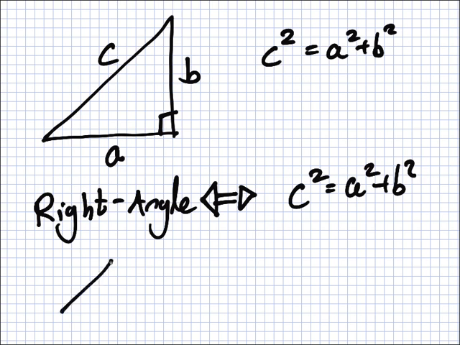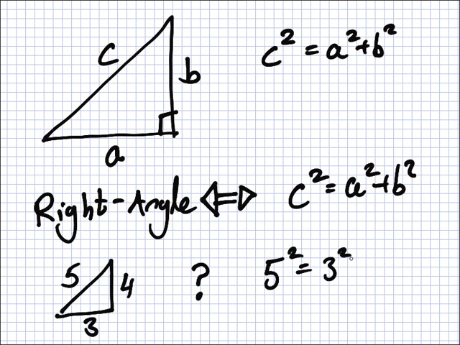So if you have a triangle and you know that this is 3 and this is 4 and this is 5, and I ask you, is it a right angle? The answer is yes, because 5 squared equals 3 squared plus 4 squared.